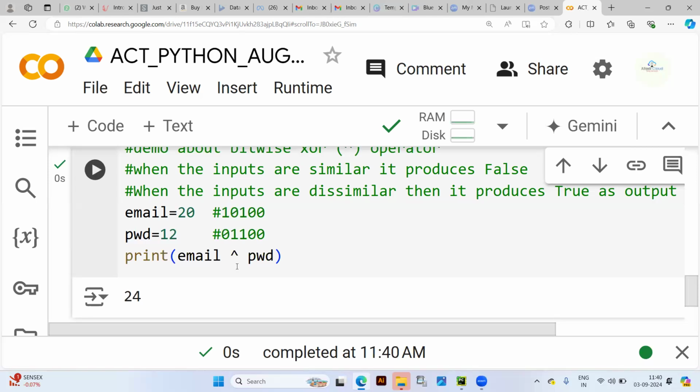But a hacker cannot understand which operator you are using combinationally to perform the encryption and decryption process.